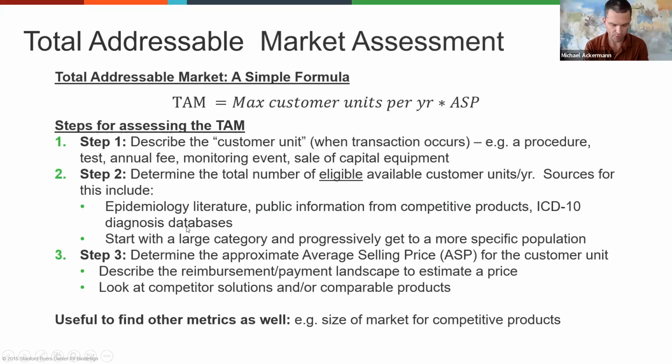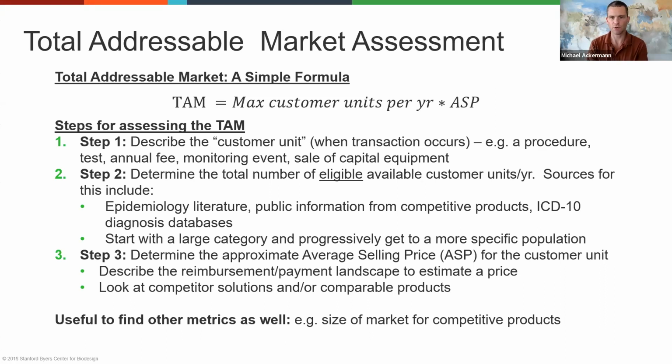All right, so we have a couple of slides on math. Luckily, this is all middle school math, so you guys will absolutely ace this. The total addressable market is the max number of customer units per year times the ASP, and the ASP is the average selling price. So again, 3 easy steps here.